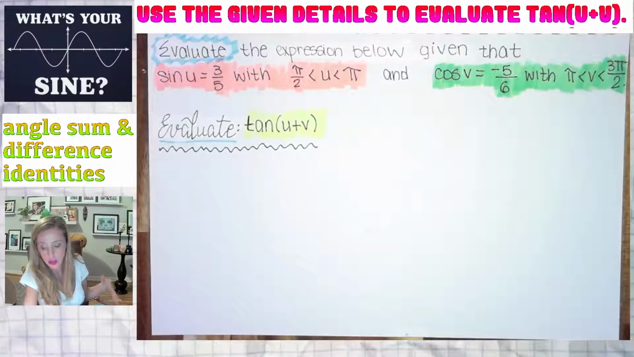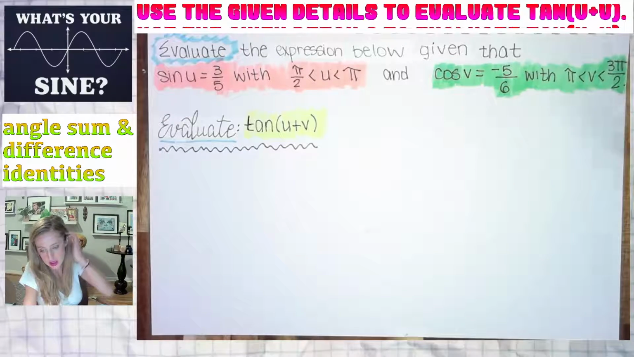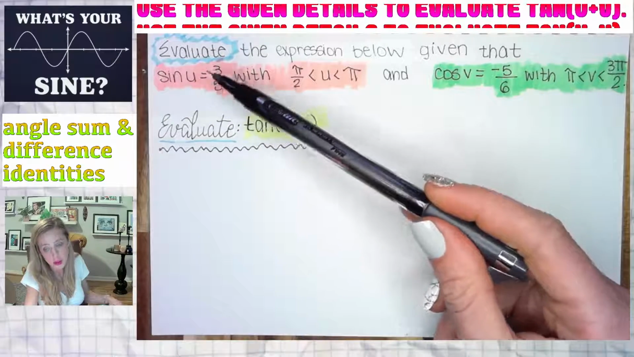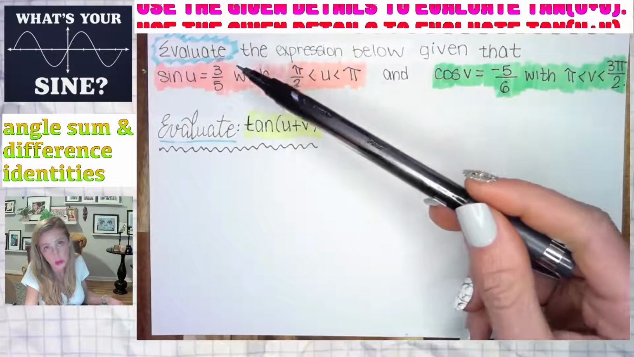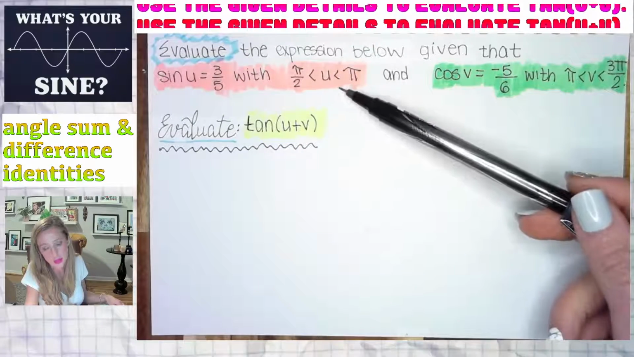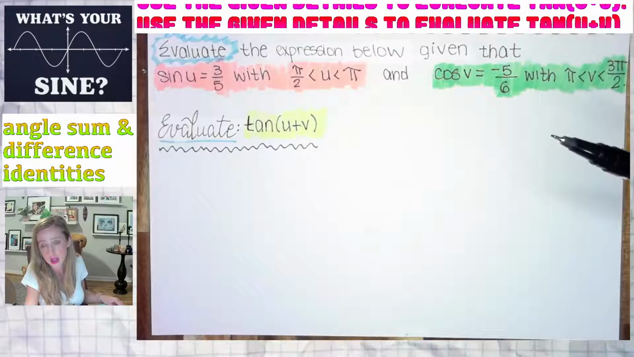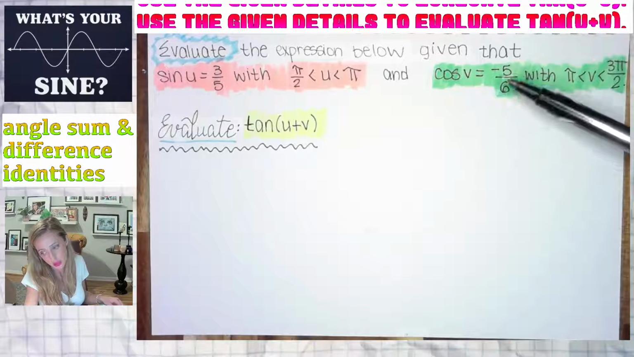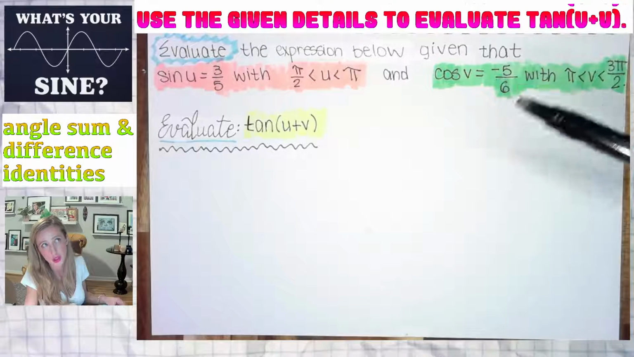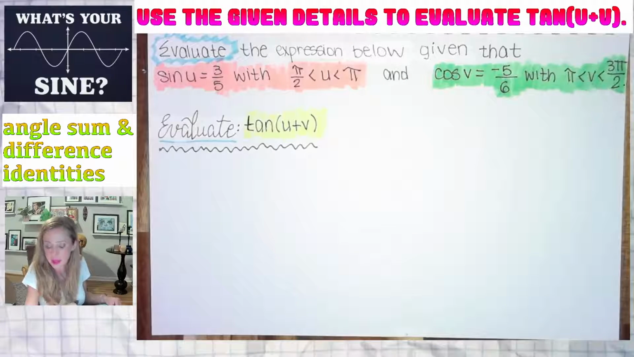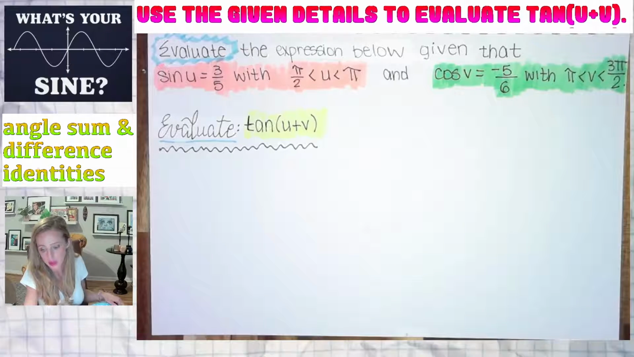So one other thing I'll throw in this explanation is if sine is a positive ratio, that means it exists either in quadrant 1 or quadrant 2, and then this information narrows it down for us. Similarly, cosine of angle V is negative in quadrants 2 and 3, and this information narrows it down for us.